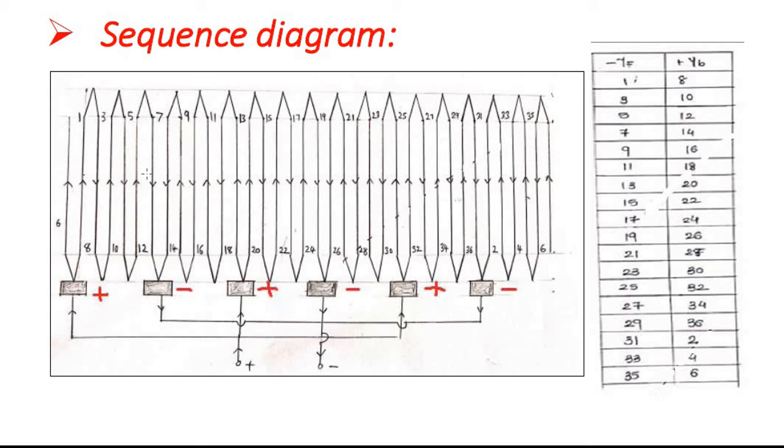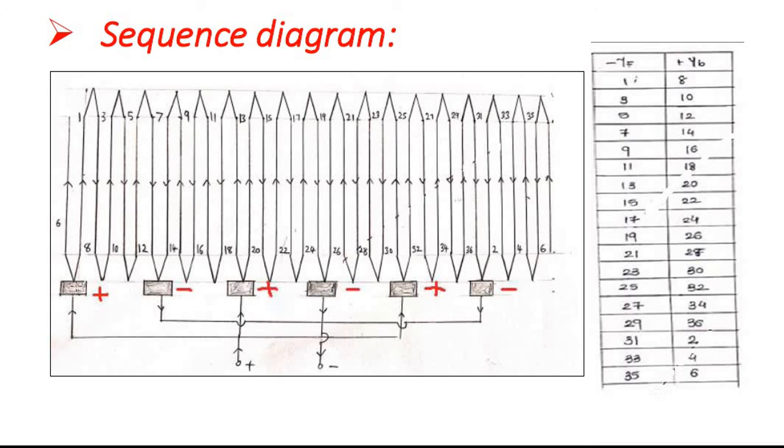The second brush is at conductor 7 and conductor 14. This is the third brush. This is the fourth, fifth and sixth brush. So mark positive for brush number 1, negative for the second, plus, minus. It is from the developed diagram.